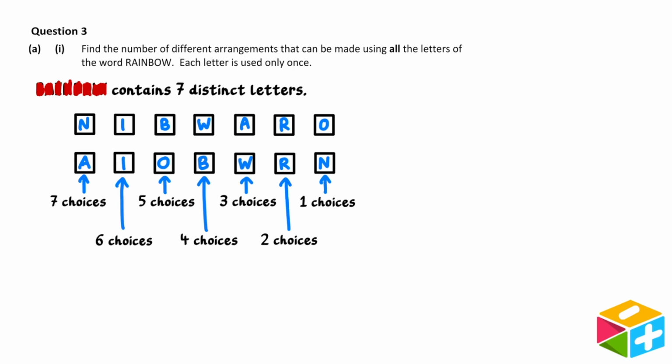So, how do we find the total number of arrangements? All we have to do is multiply together all the numbers we had for our choices. This gives us 7 times 6 times 5 times 4 times 3 times 2 times 1. Typing this in our calculator gives us our final answer of 5,040.